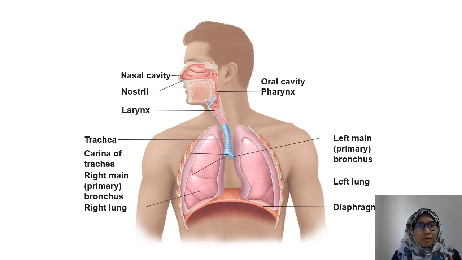Alright, starting with the nose here. The nasal cavity. When we breathe, air enters the nose, goes to the pharynx, and then moves through the larynx, enters the trachea, and then enters the bronchus. So the bronchus bercabang dua, because it will enter the right and left lungs.